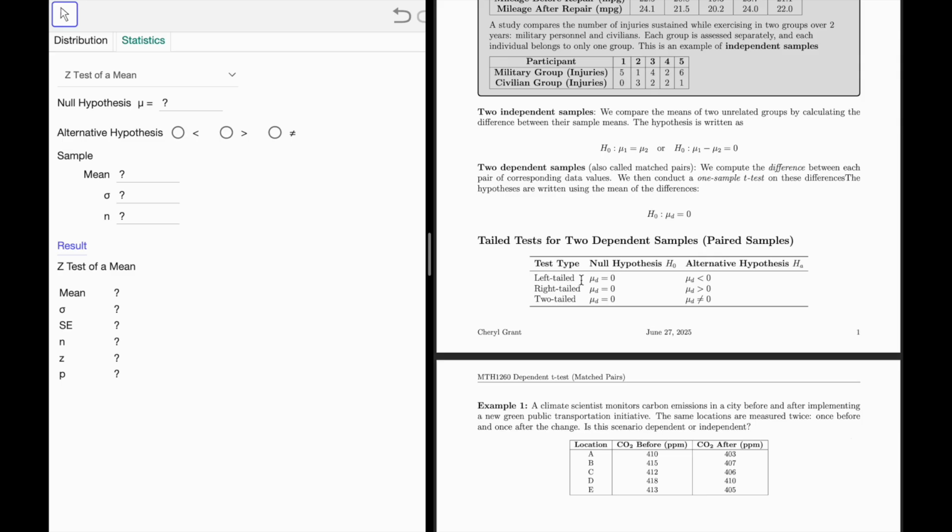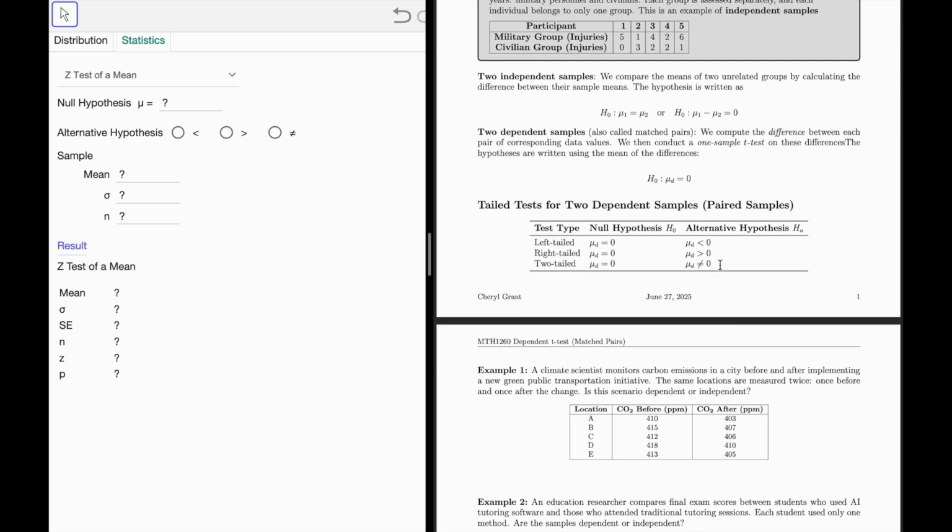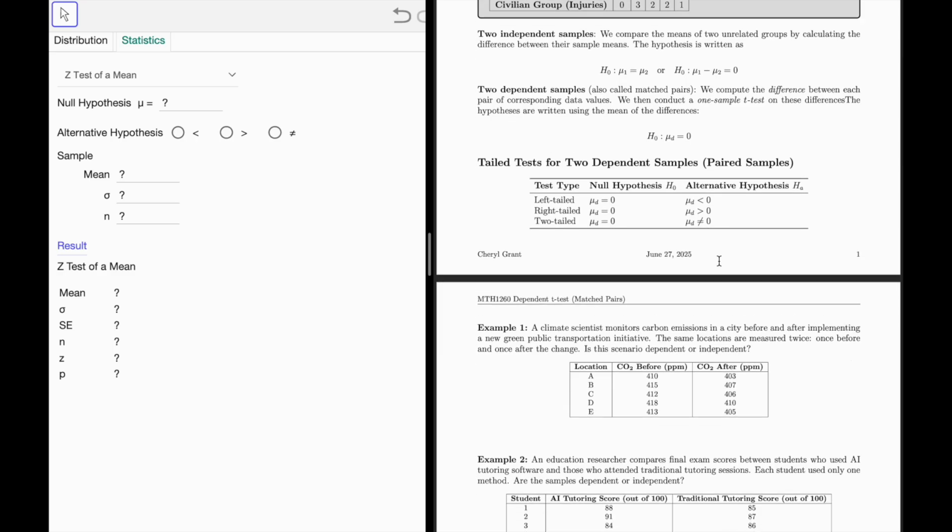Now, if I was doing a left-tailed test, the alternative hypothesis would be mu d is less than 0. A right-tailed test would be mu d is greater than 0. And a two-tailed test would be mu d is not equal to 0. So other than this notation and a different setup, there is no change in the steps.